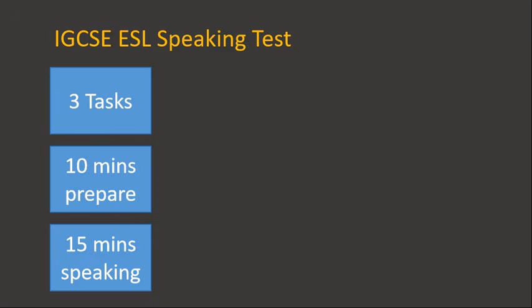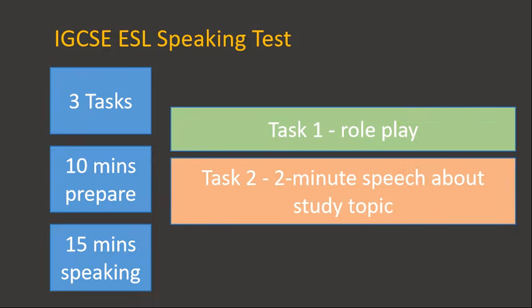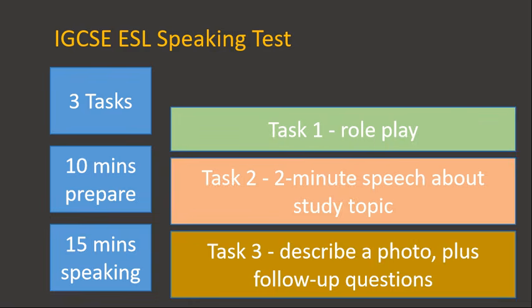The IGCSE ESL speaking test includes 3 tasks. You get 10 minutes to prepare before the test begins, and then you will be speaking for around 15 minutes. Task 1 is a role play where you and the examiner both play different parts. Task 2 is a 2-minute speech about a study topic that you have already prepared in advance. And task 3 is describe a photo, and then there are follow-up questions related to the same topic.